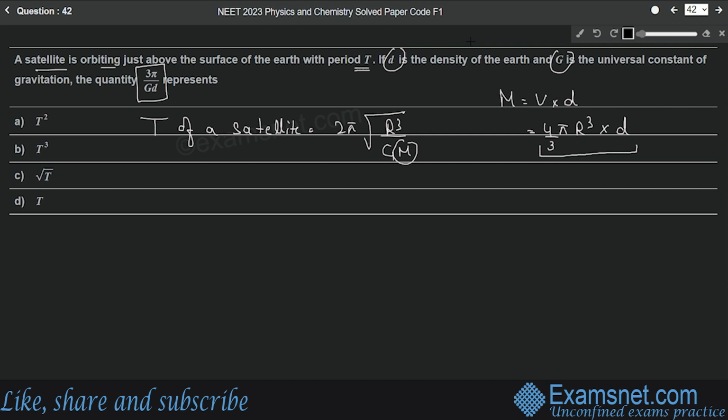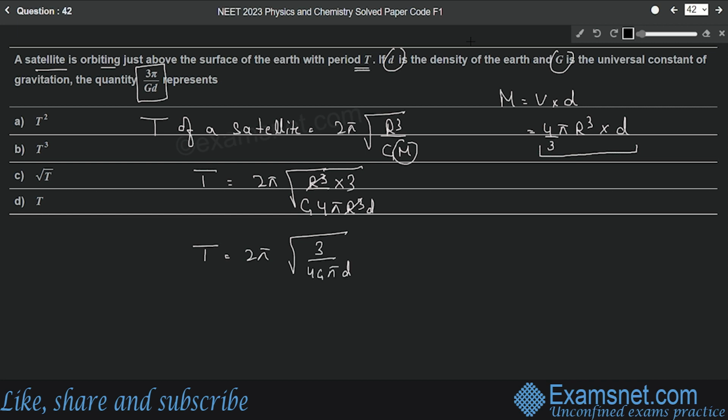Okay. So time period will be equal to 2 pi under root r cube upon g into m, and in place of m we are writing 4 by 3 pi r cube d. So 4 by 3, so 3 will go up, pi r cube into d. Now r cube will be cancelled. So what is left? Time period is equal to 2 pi under root 3 by 4g pi d.